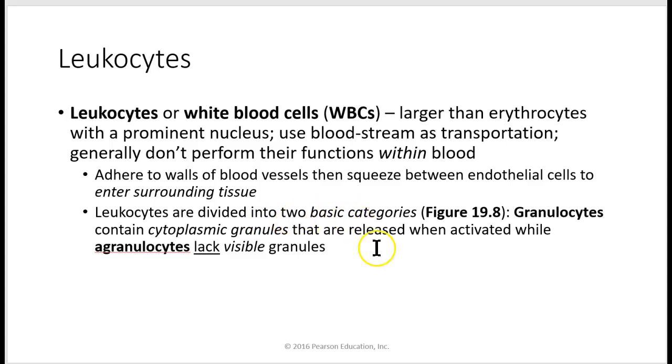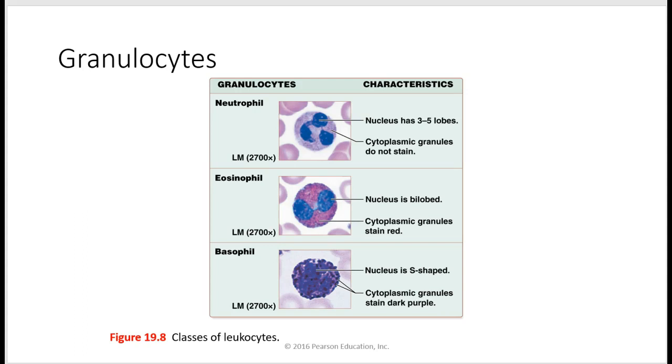Leukocytes are divided into 2 basic categories: the granulocytes, which contain cytoplasmic granules. They have a grainy appearance. We'll look at that. And they are released when activated. Agranulocytes lack those visible granules. So here are the granulocytes. This is a main category that we want to be able to identify.